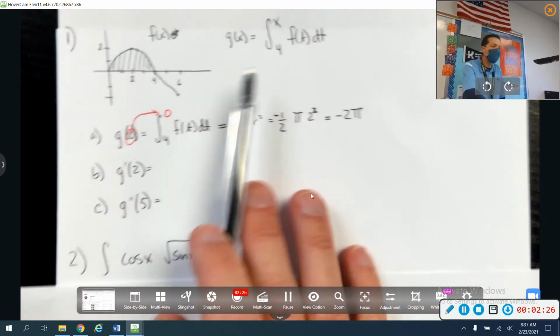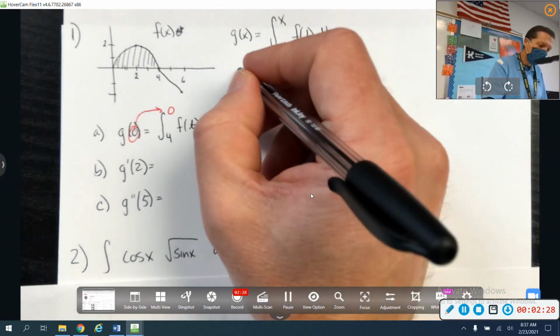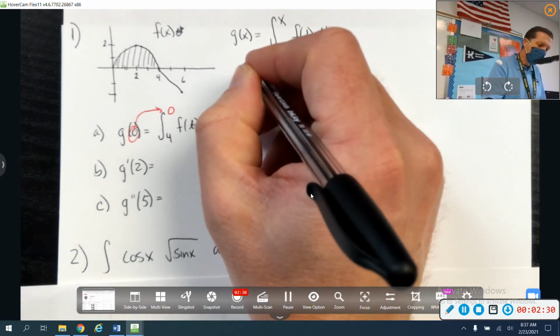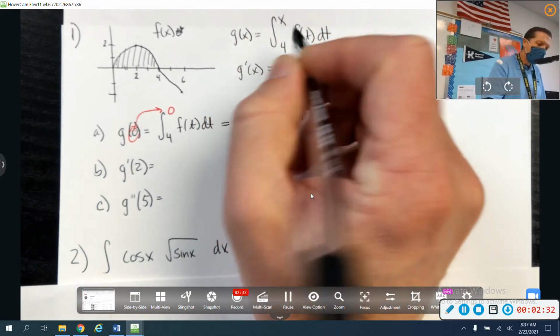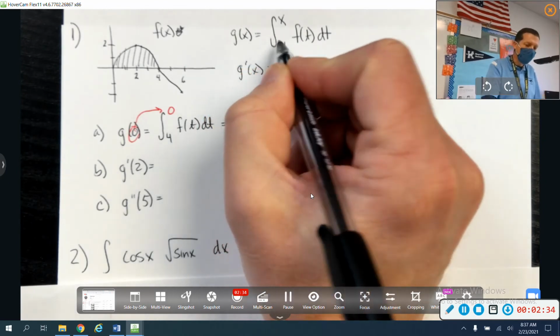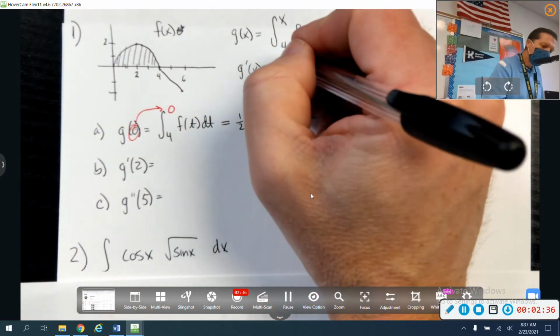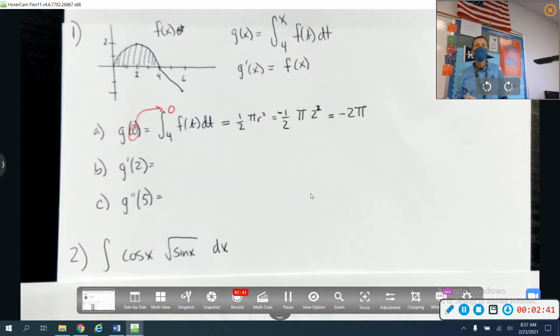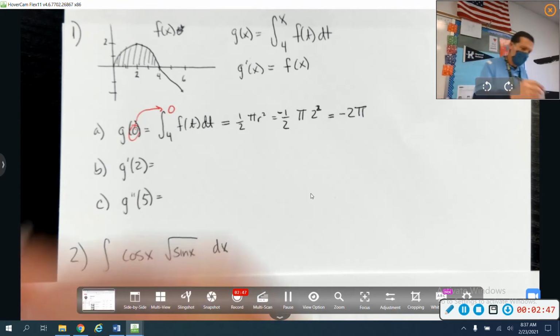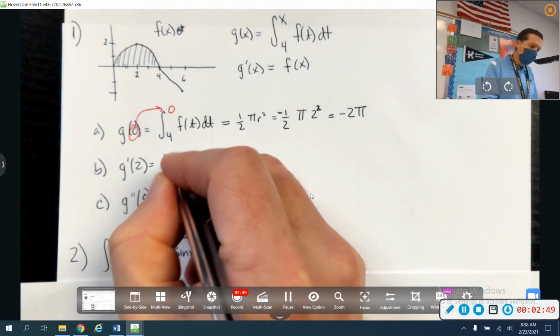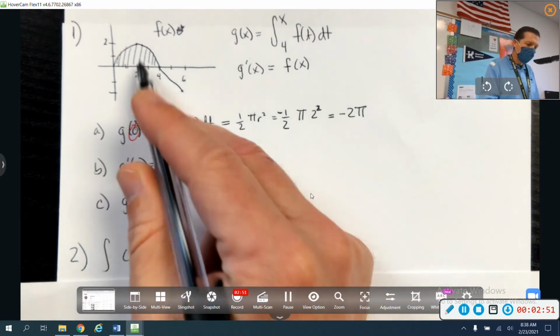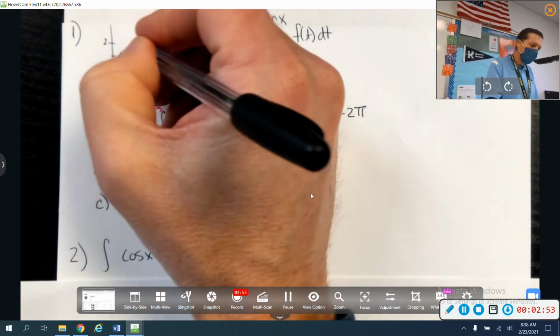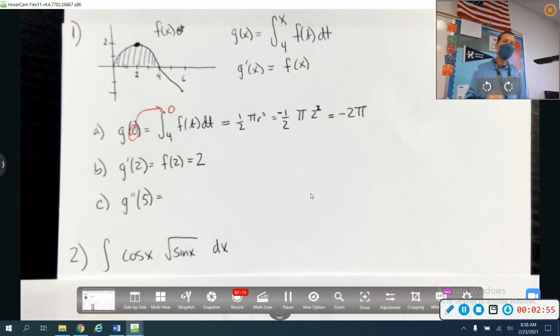G prime, we don't have g prime, so I need to come up here and find the derivative of g. But if I take the derivative of the integral, I'm right back to f. So g prime is equal to f. That's sort of the key that unlocks the rest of the problem here. So g prime of 2 is the same thing as f of 2. So now I'm just looking at my graph, and f of 2 is 2.